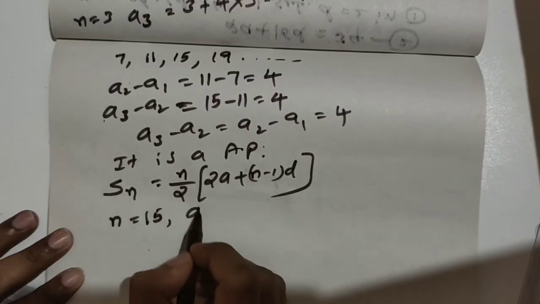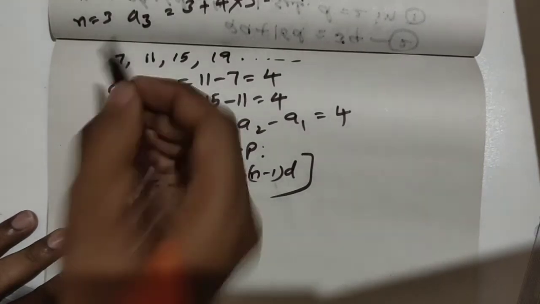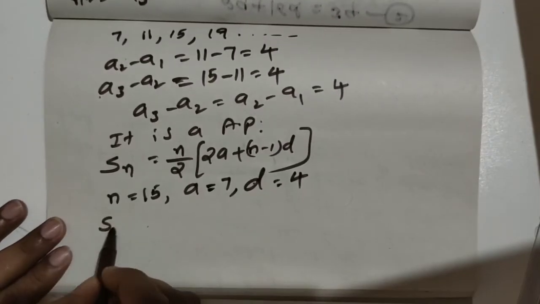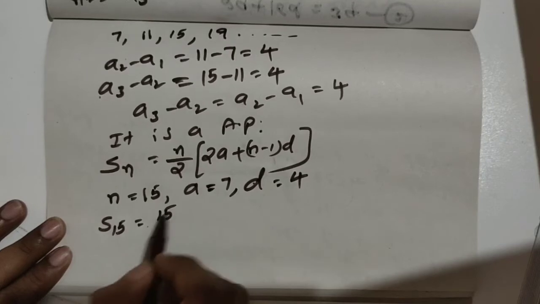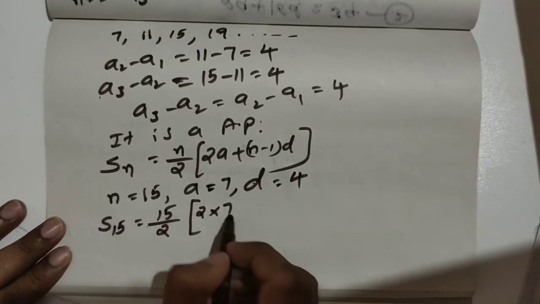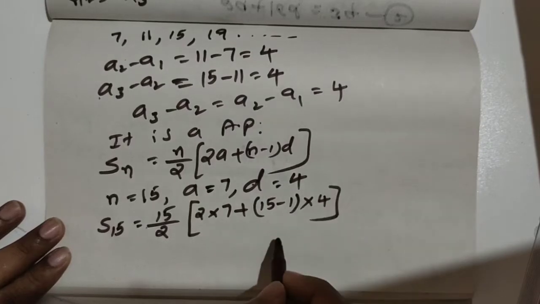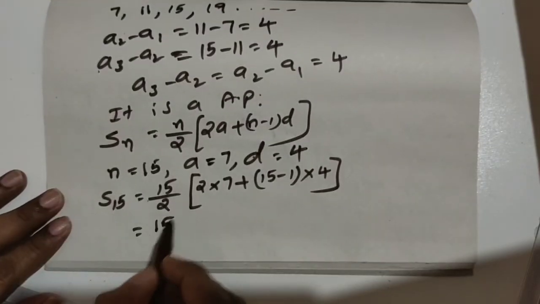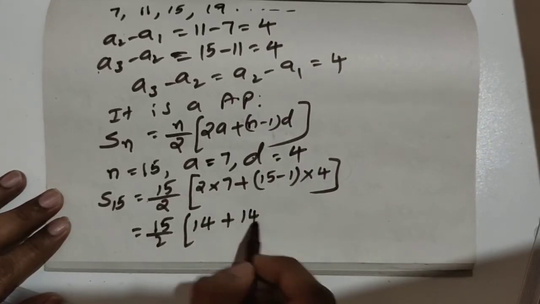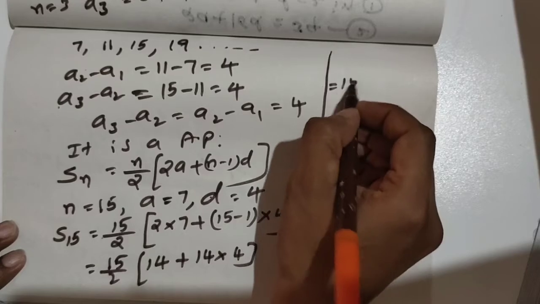So we have n is equal to 15, and a, that is simply the first term, is always taken as 7, and d is simply 4. Now substitute this: S15 is equal to 15 by 2 into 2 into a value 7 plus n minus 1, that is 15 minus 1, into d value 4. Now here 15 by 2 into 2 into 7, 14, plus 14 into 4.